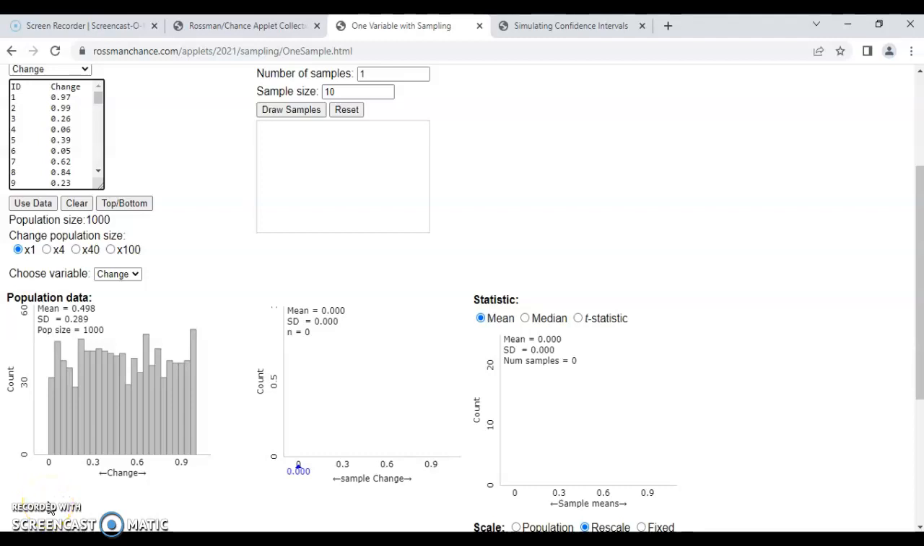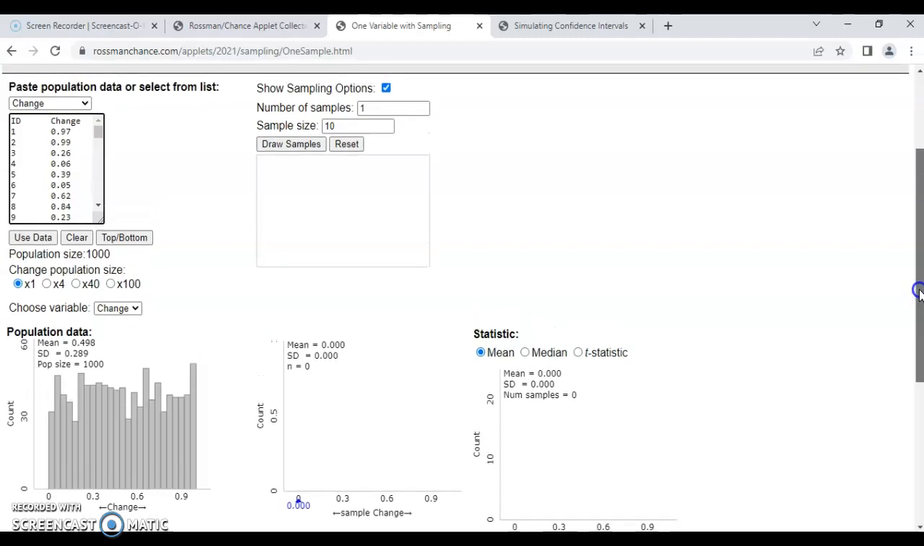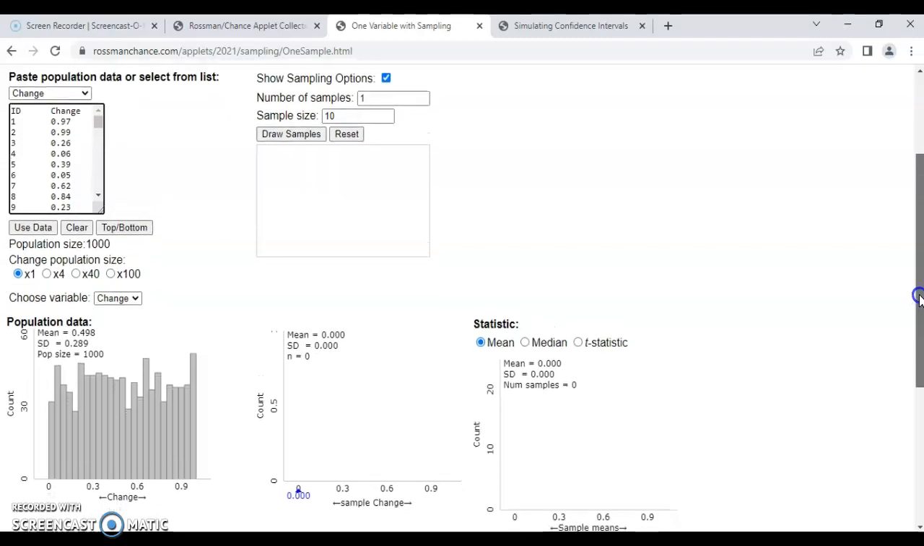Hi everyone. This is a simulation of how to create a sampling distribution, and we'll look at some properties of the sampling distribution based on our sample size and how changes in the sample size can affect the shape predominantly of the sampling distribution.